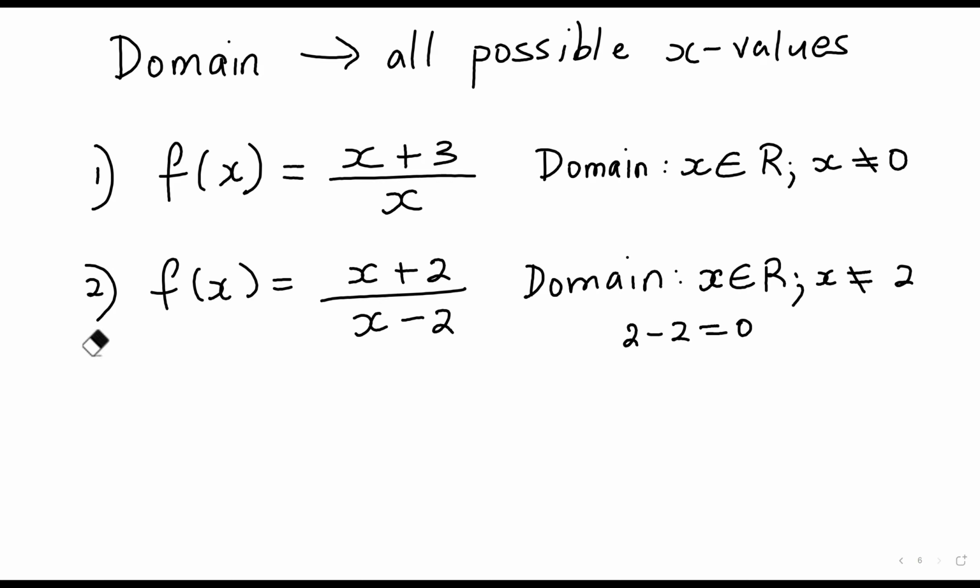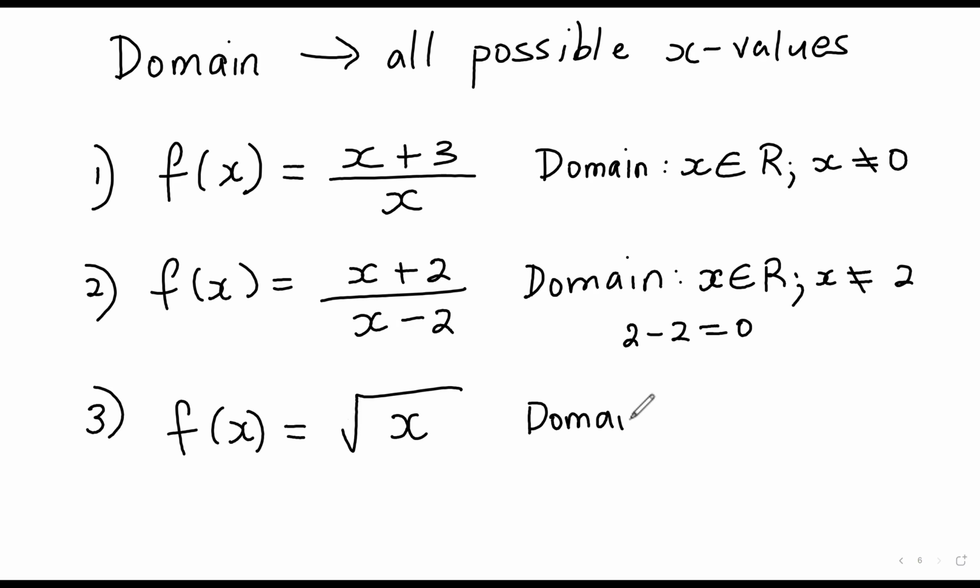And then the other instance where there's a restriction on the domain is if you have the square root of something. So let's say the square root of x is the function, right? Then the domain here will be x is greater than or equal to 0. Because, can anybody tell me why? Why does x have to be greater than or equal to 0 if the function is the square root of x?